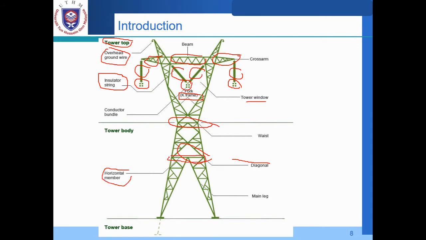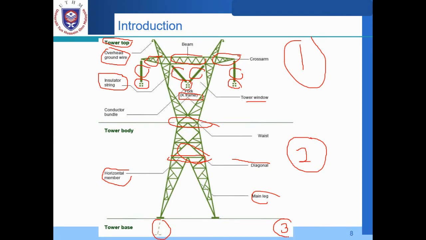So these are all the specific names given to the structure of the tower. The main leg, as well as the tower base, and also the underground pole to strengthen the structure of the tower. So all in all, we have the first part, namely the tower top, the second part, the tower body, and the third part, the tower base.